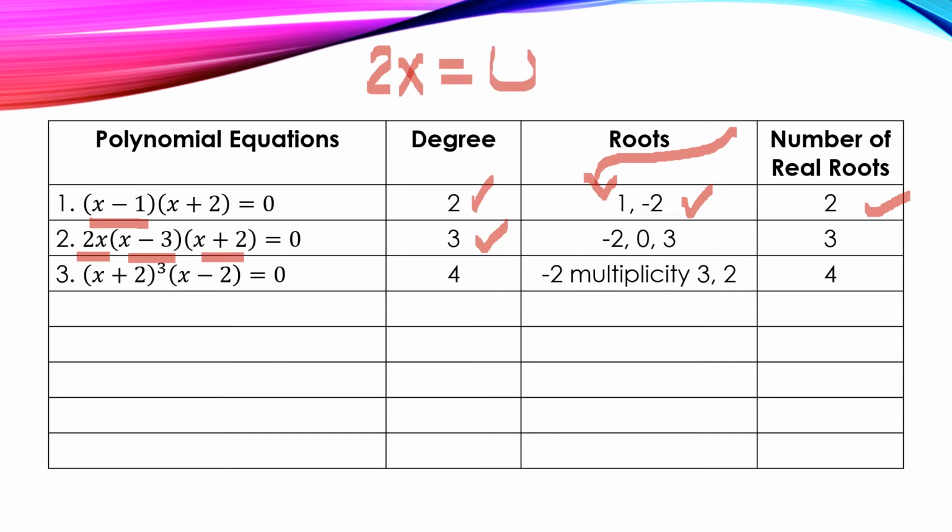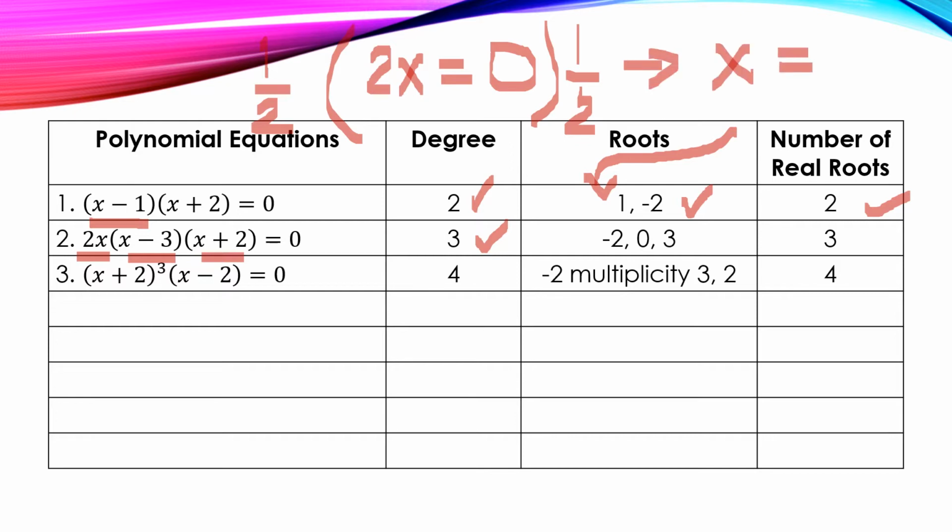Okay, so solving for x here, we're going to divide both sides of the equation by 2, or you're going to multiply this by 1/2. Okay, and 2x times 1/2, and that is x. And then 0 times 1/2 is 0. So any number multiplied by 0, the answer is always 0. Kaya ang naging value ng x natin ay 0. So doon galing yung root na 0. Okay? And then, number of real roots natin ay syempre 3 rin. Yun yung negative 2, 0, at saka 3.